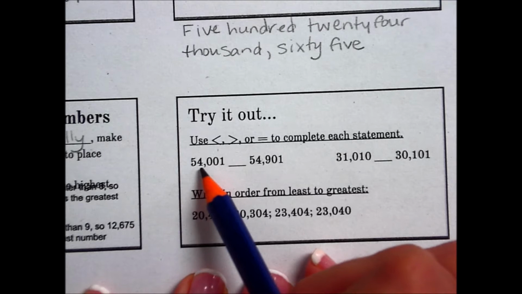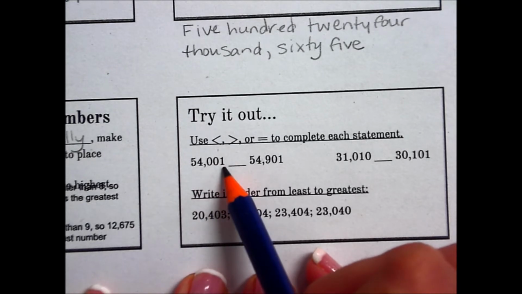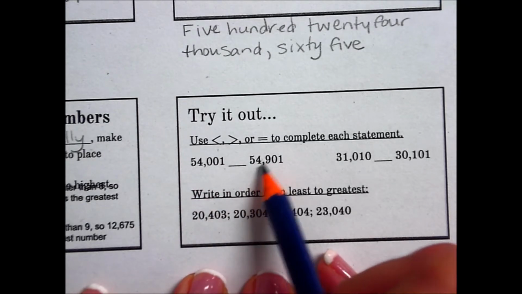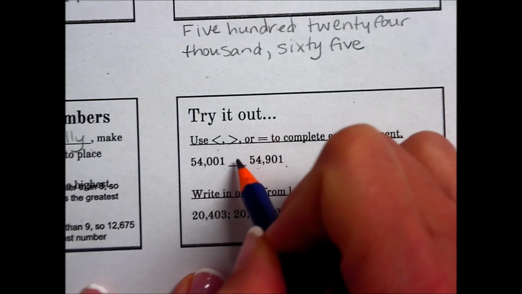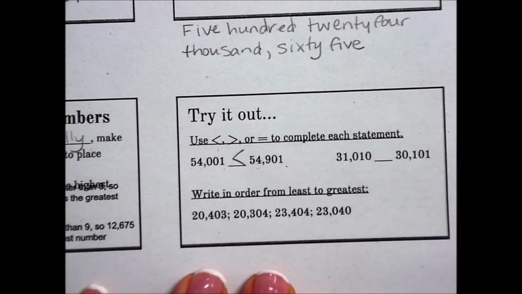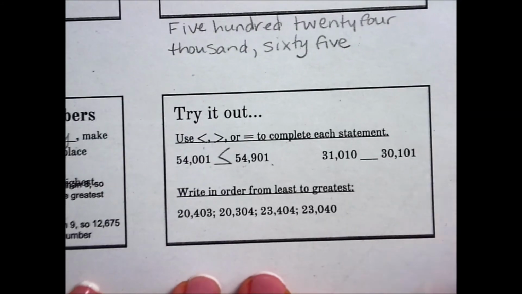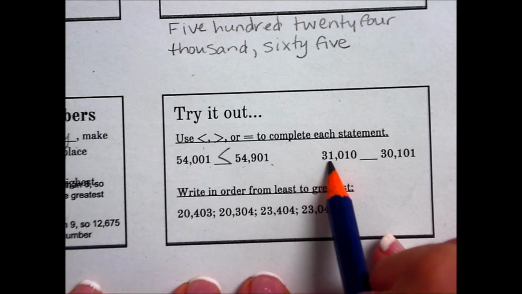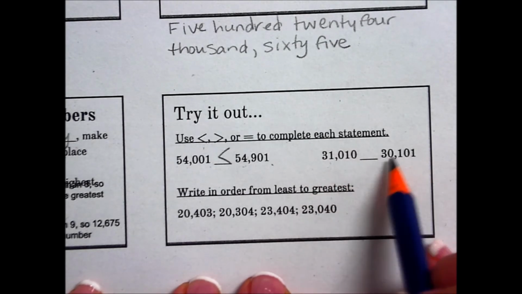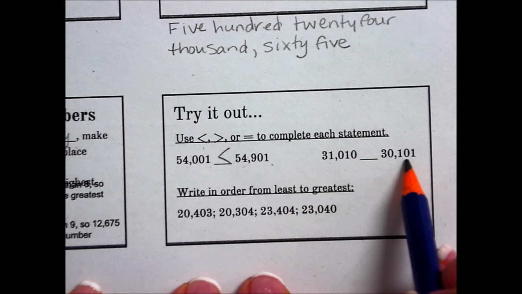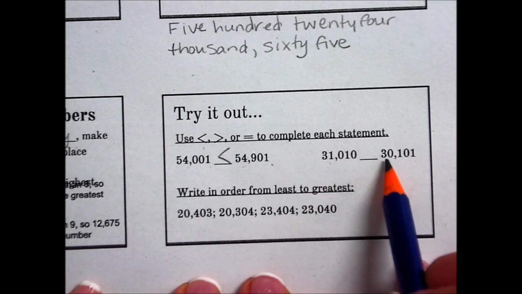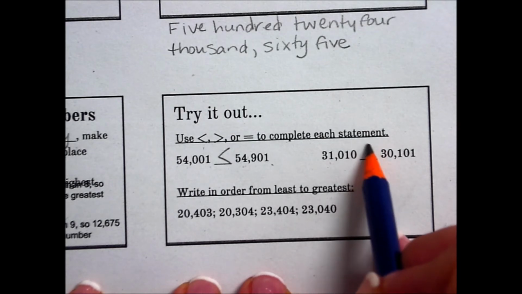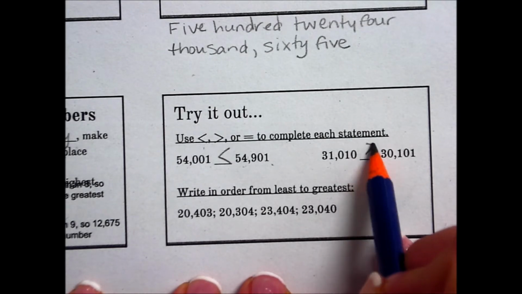We'll try it out. Here we have 54,001 and 54,901. Since they're both 54,000, the 901 is larger, so we will use the less than symbol. Here we have 31,010 and 30,101. Since this is 31,000 and this is only 30,000, we will use the greater than symbol.